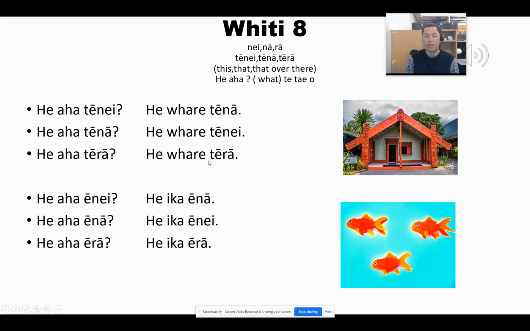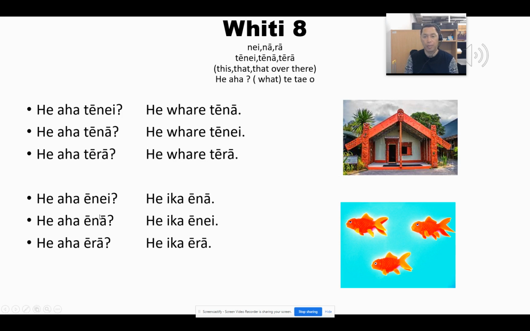Ka pai, other things you can do with this lesson too is ask what are the colours of this house, what are the colours of that house by you, what are the colours of that house over there? Ka pai. For an example, he aha ngā tai o tēnei whare. The reply, he whero, he mā, ngā tai o tēnā whare.